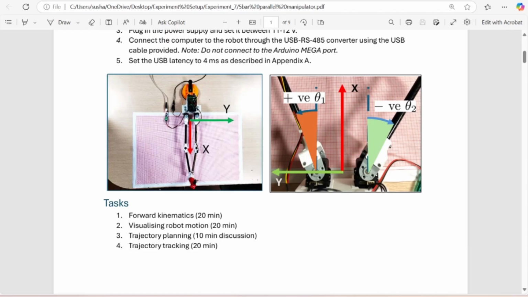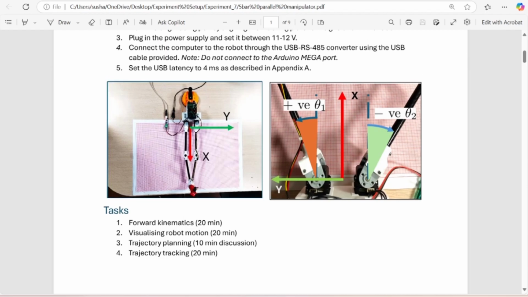By changing theta 1 and theta 2, we can get the tip of the end effector of the 5 bar mechanism to go to some point on the graph paper. So what are the tasks for today? The first task is the forward kinematics. That is, if you give theta 1 and theta 2 as input, the end effector, which has a pen, will go and mark at some position. That's the forward kinematics.